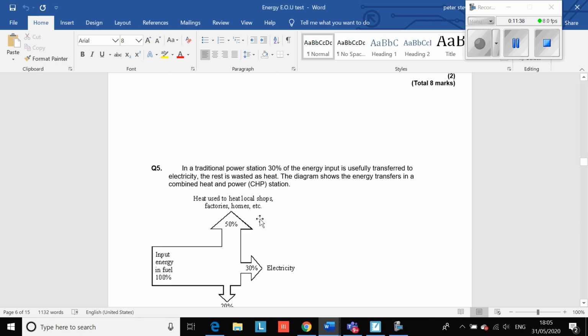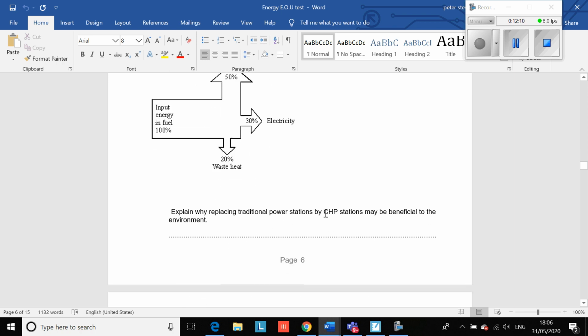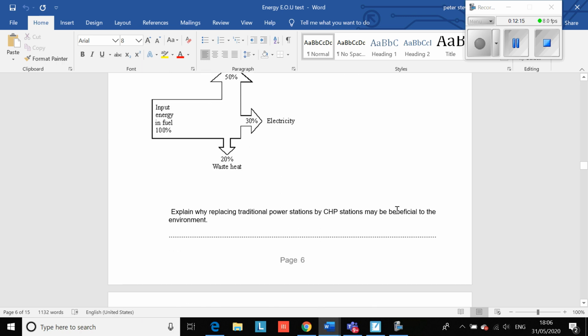So there it is. Okay, question 5 is another Sankey diagram. So in a traditional power station, 30% of the energy input is usefully transferred to electricity, the rest is wasted as heat. The diagram shows the energy transfer in a combined heat and power station. So there's your input energy, could be coal, oil, gas, whatever. Half of it is used to heat local shops, factories and homes, some generates electricity, and then 20% is wasted as heat. Explain why replacing traditional power stations by combined heat and power stations may be beneficial to the environment.